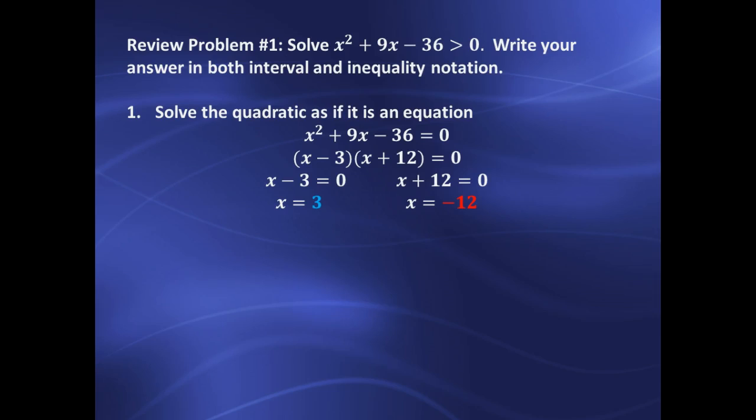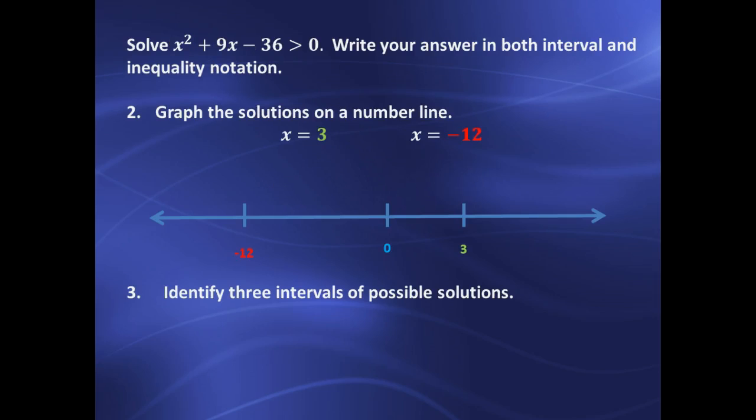Now to solve it, you solve it like it's an equation. They are factorable, so go ahead and factor it. Set each factor equal to 0 and solve it. So we find our solutions at x equals 3 and x equals negative 12.